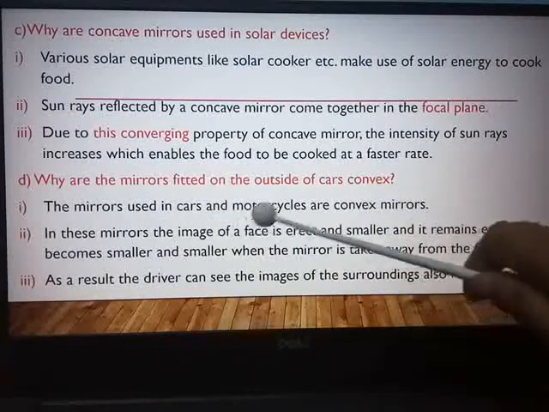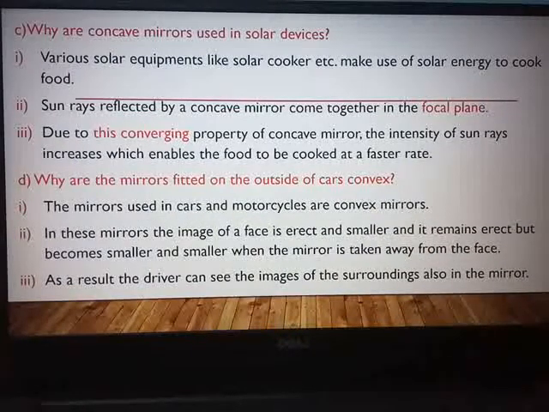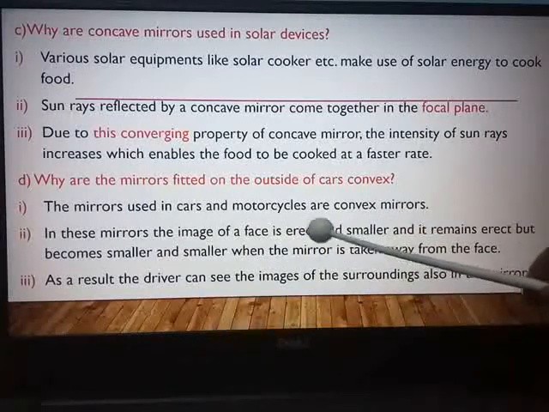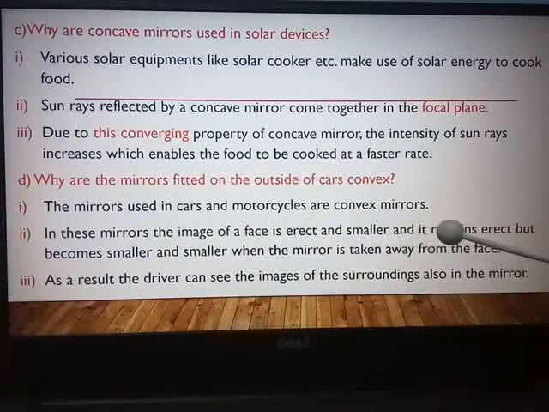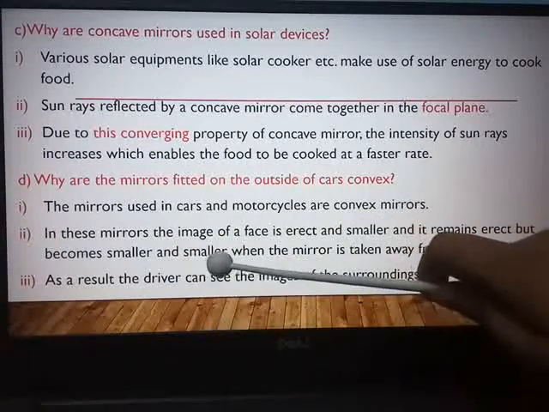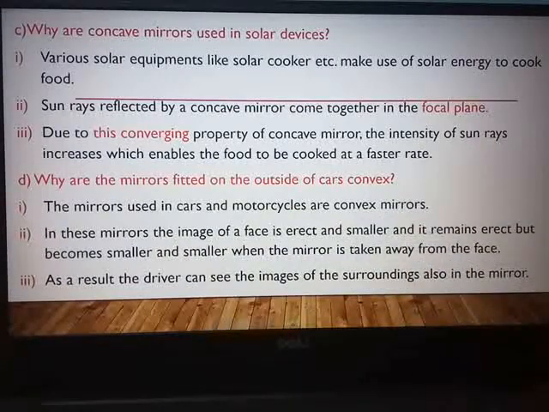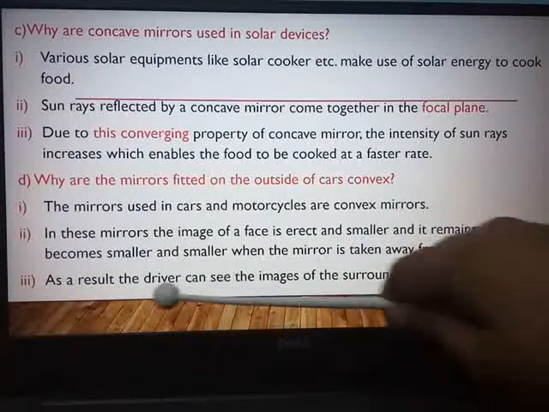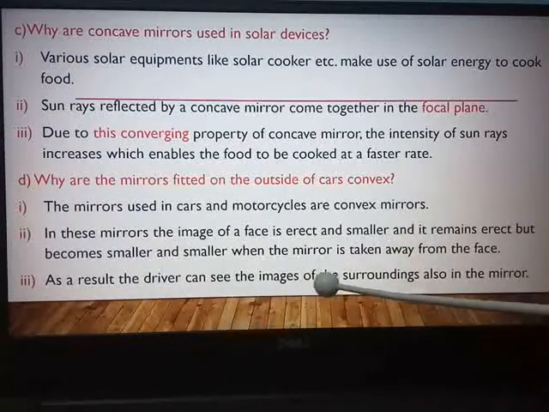The mirrors used in cars and motorcycles are convex mirrors. That is your first point. Second point, continue marking. In these mirrors, the image of a face is erect and smaller, and it remains erect but becomes smaller and smaller when the mirror is taken away from the face. Third point, as a result, we can see is given in the textbook. In place of WEV, cut that word and write the driver. As a result, the driver can see the images of the surroundings in the mirror.